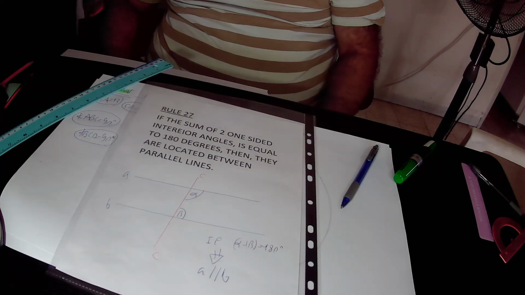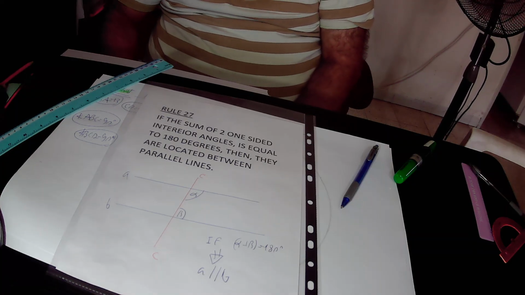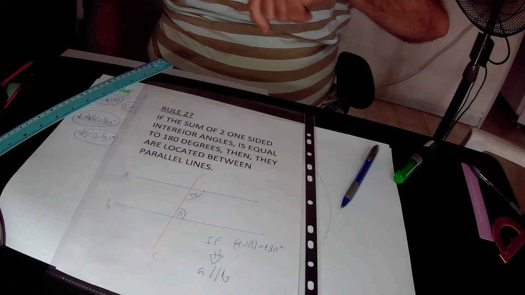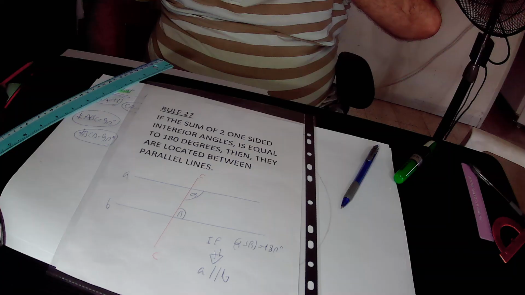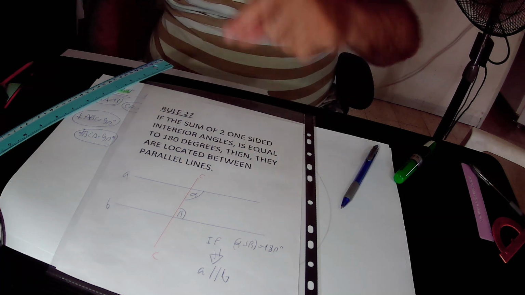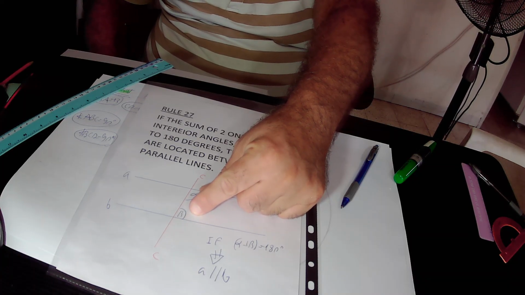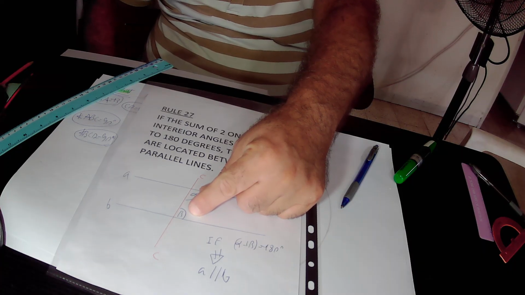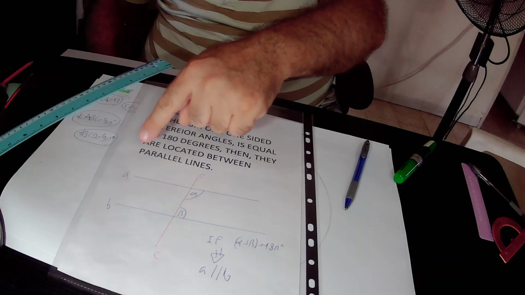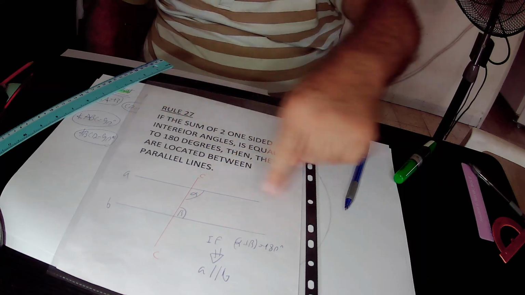According to Rule 27, if the sum of two one-sided interior angles is equal to 180 degrees, then they are located between parallel lines. In the drawing, this is line A, this is line B, and this is line C that cuts line A and line B at those two points. Those two angles are defined as one-sided interior angles. So if the sum of alpha and beta is equal to 180 degrees, then line A is parallel to line B.